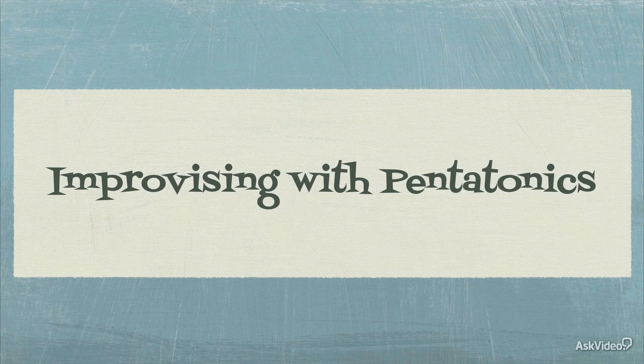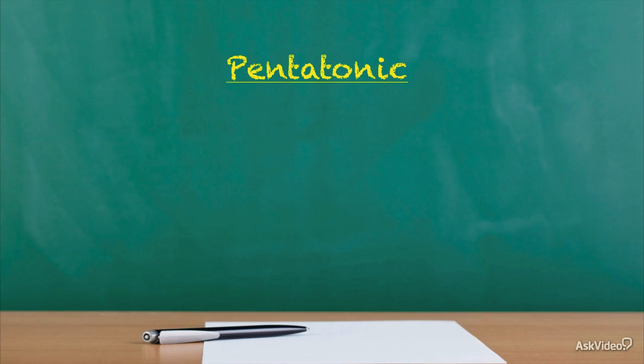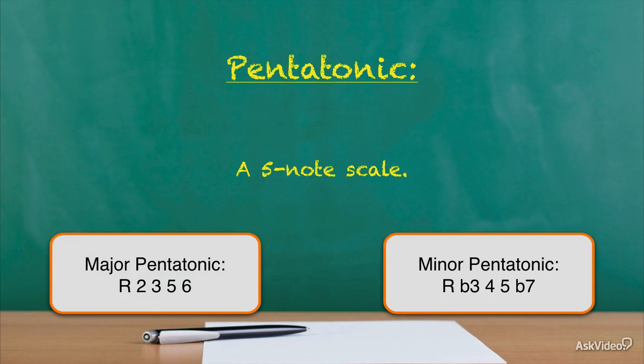We'll take a look now at using pentatonic scales over this modal tune. Pentatonic scales are 5-note scales, and the basic pentatonics are the major and minor. The major pentatonic consists of root, second, major third, fifth, and sixth degrees. The minor pentatonic consists of the root, minor third, fourth, fifth, and flat seventh degrees.